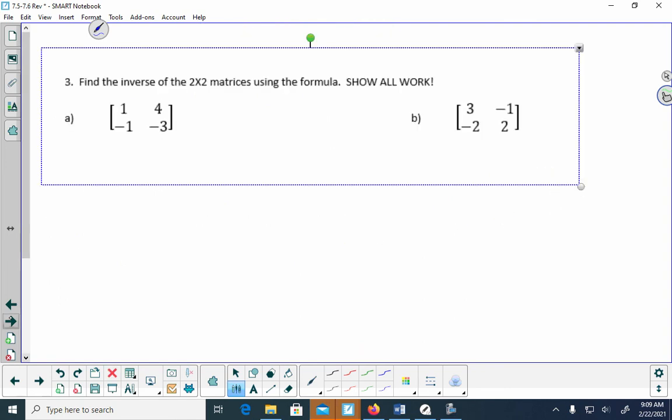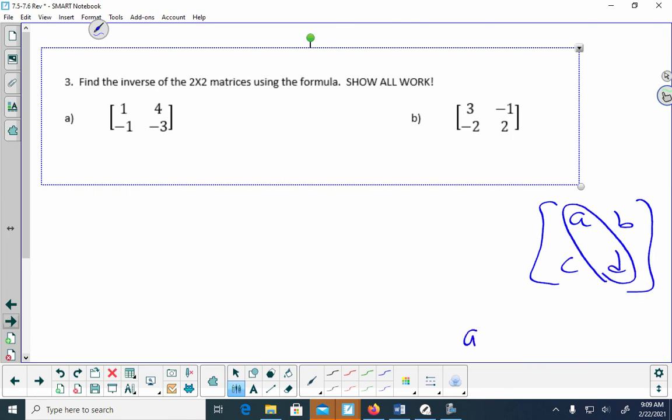Okay, the next one, they want me to find the inverse using the formula. So again, that formula: if I have a matrix that's A, B, C, D, to find the inverse, I'm doing the determinant, so AD minus BC. I'm taking the reciprocal of that, and I'm switching the D and the A, and the C and the B change signs. They stay in the same position, but they change signs.